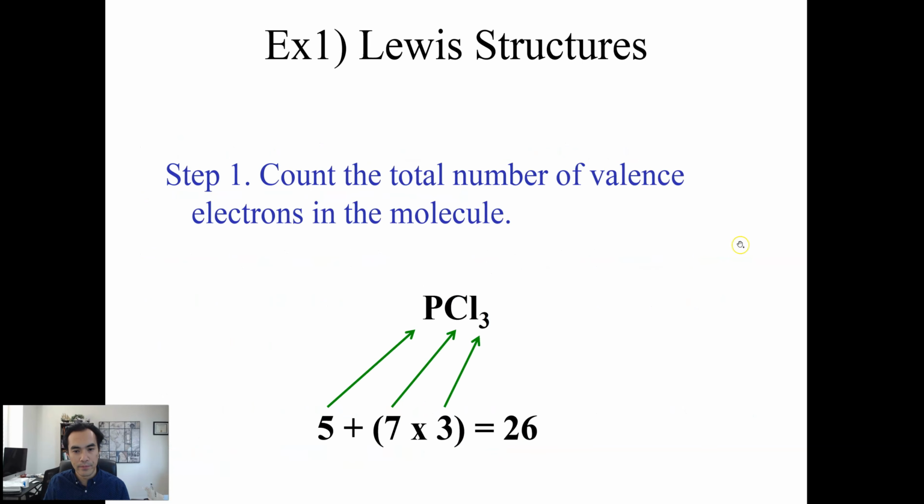So the first thing you want to do when you talk about Lewis structures is count how many valence electrons you have in each one. So take a look at your periodic table and take a look at what group phosphorus is in. Phosphorus is in group 5, and because of that we're going to use 5 valence electrons. Chlorine is in group 7, it has 7 electrons, and in this case, that is chlorine. And because there are 3 of them, that multiplies it by 3, and that gives us a total of 26. So that's how many electrons are going to be technically shared between phosphorus and chlorine.